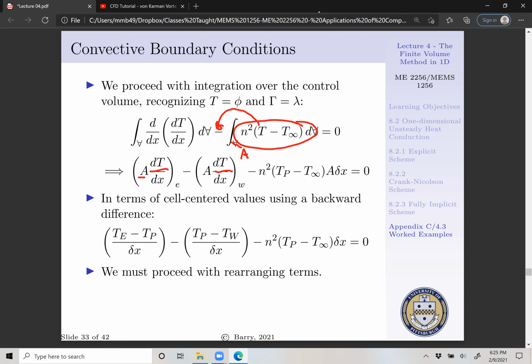Now, what we did before is we used a backward difference scheme. dT dx evaluated at the eastern interface is T_E minus T_P per delta x. dT dx evaluated at the western interface is T_P minus T_W per delta x. And our area terms all drop out. So we're left with n squared (T_P minus T infinity) delta x. Now let's rearrange a few terms here, because we're interested in solving for T_P.